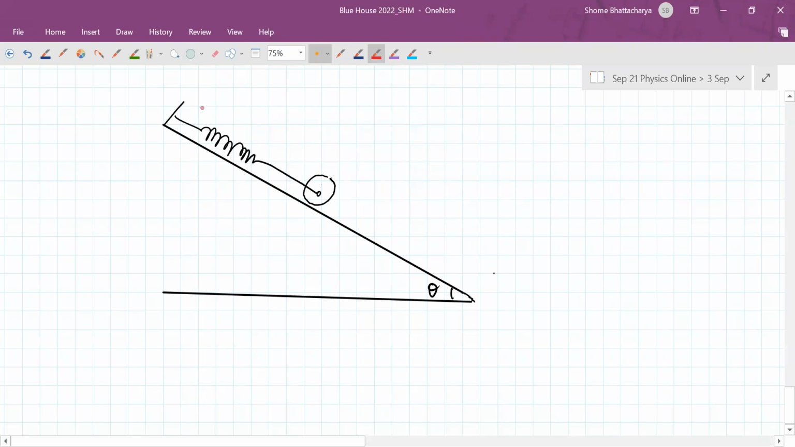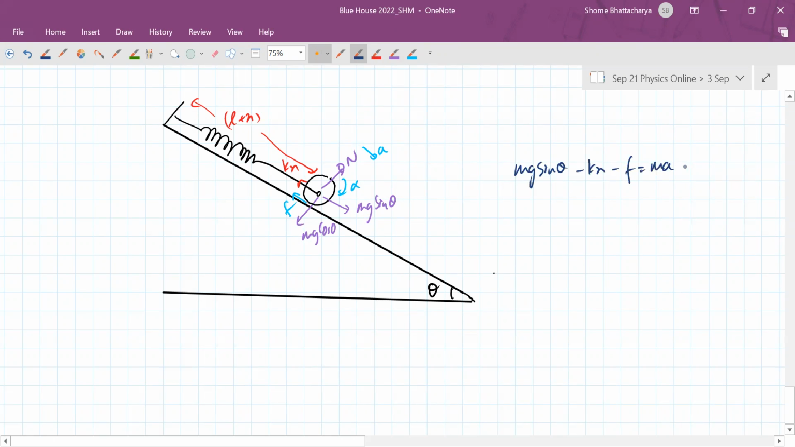You can see that at some point of time, if this is L plus x, so this is pulling it back with kx, but other forces are mg sine theta, mg cos theta, and the normal reaction. Now, if I assume it's accelerating in this direction, then there has to be alpha in this direction, so friction has to be like this. Okay. So I have these equations that mg sine theta minus kx minus friction is equal to ma.